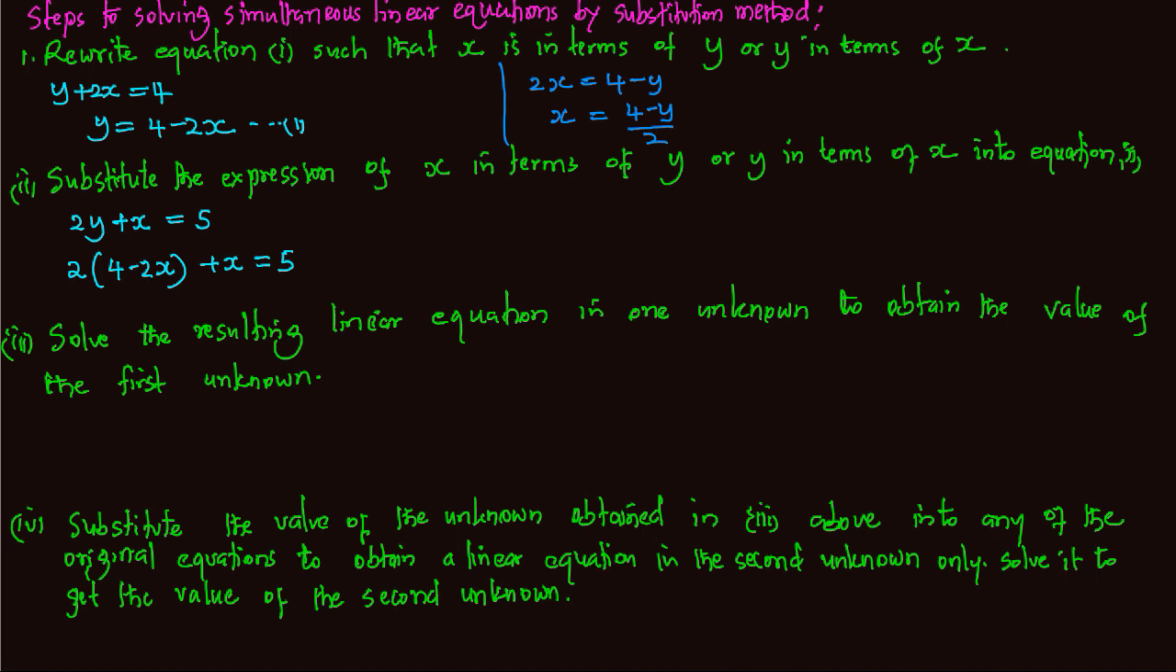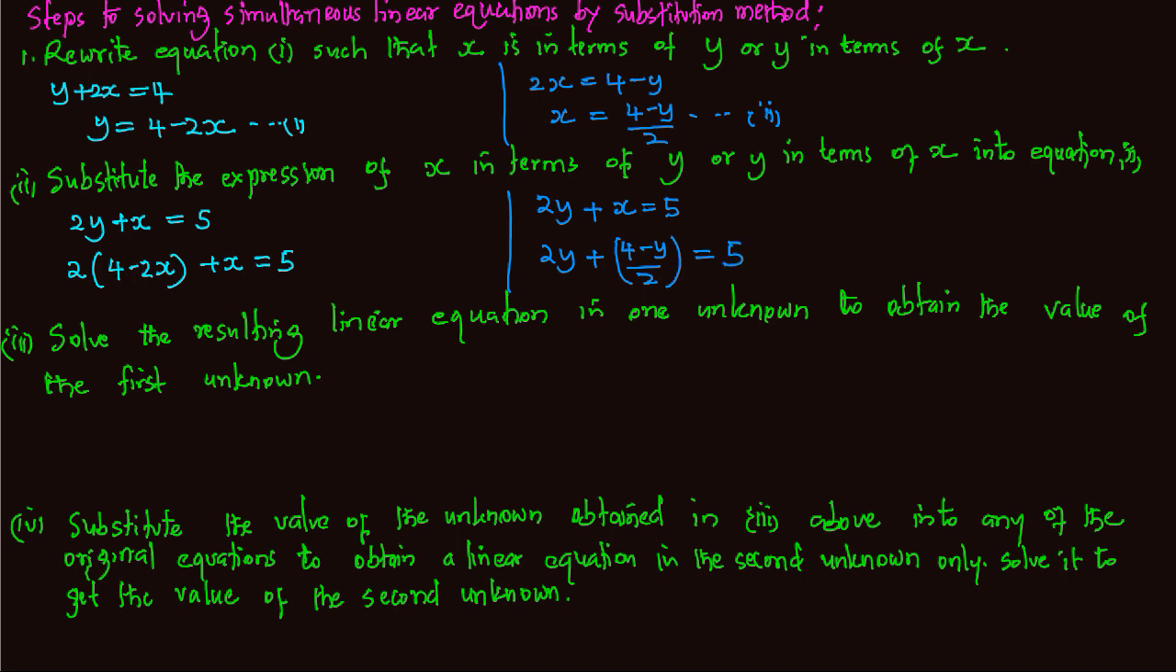In the case where we use x, we substitute for the value of x into the second equation, and it becomes 2y plus x is equal to 5. But x from equation 2 above becomes 2y plus 4 minus y over 2 is equal to 5.